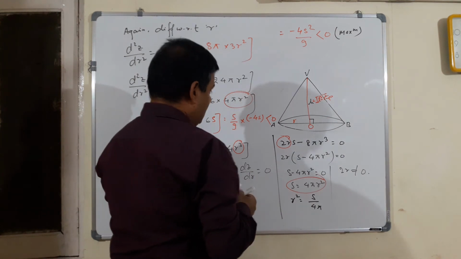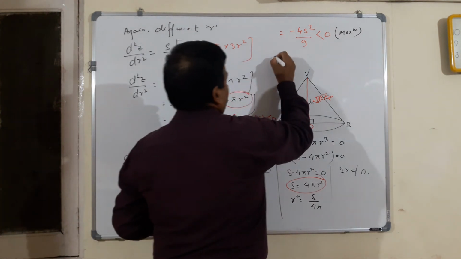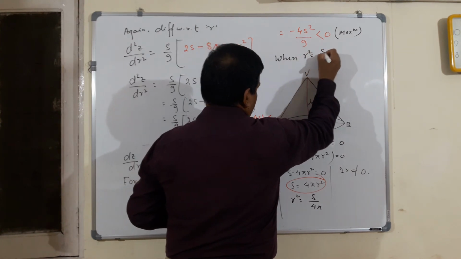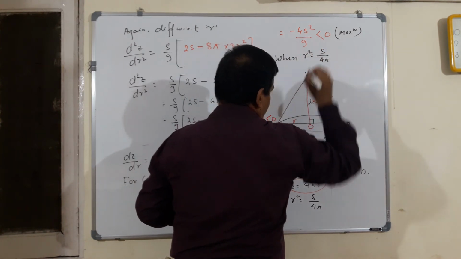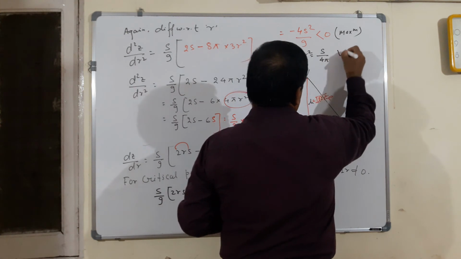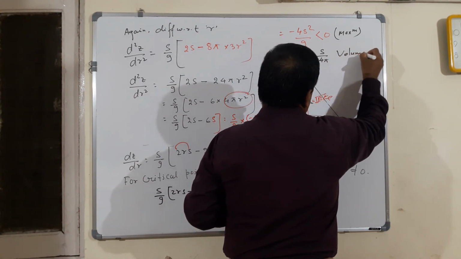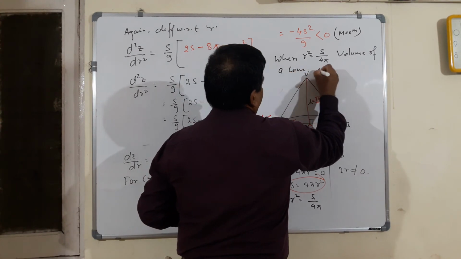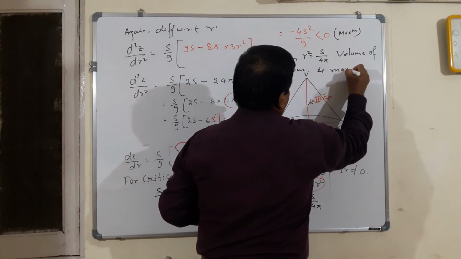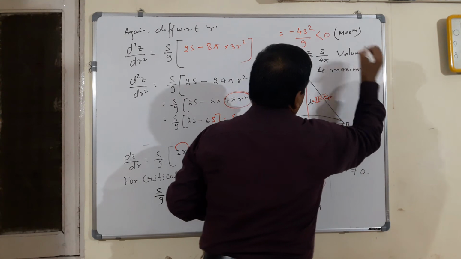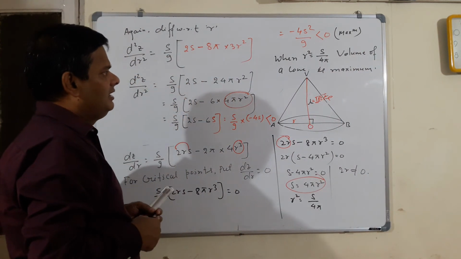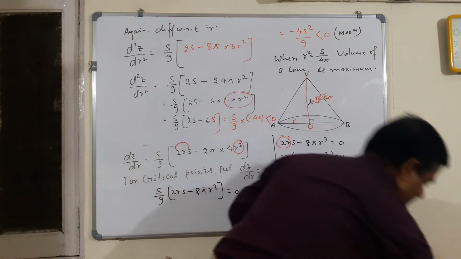Now you have to find out when r square is equal to s by 4 pi, the volume of a cone is maximum. Volume of a cone is maximum when r square is equal to s by 4 pi.